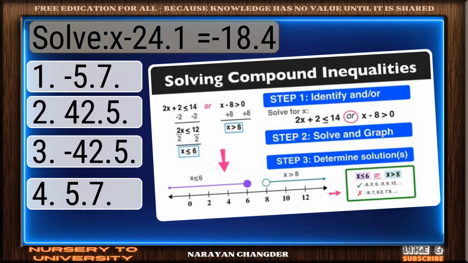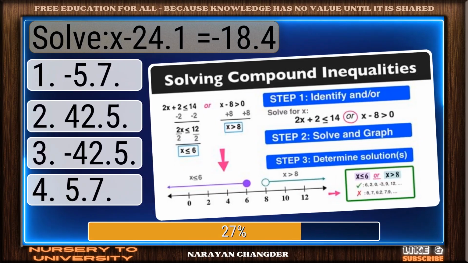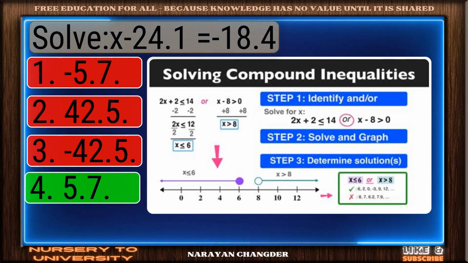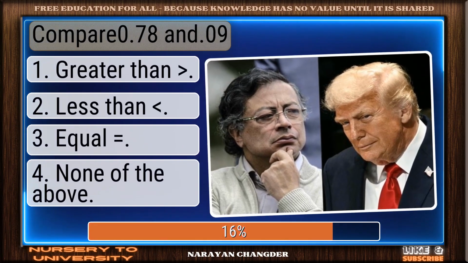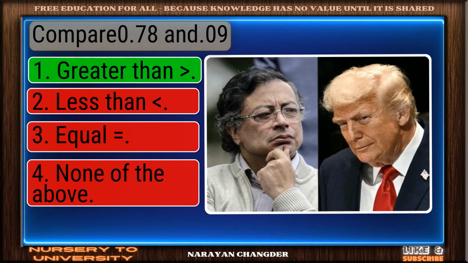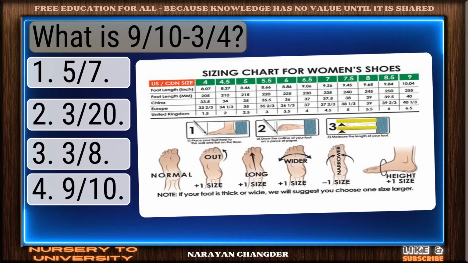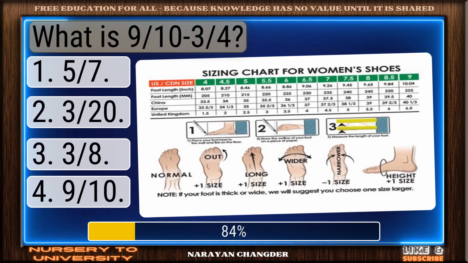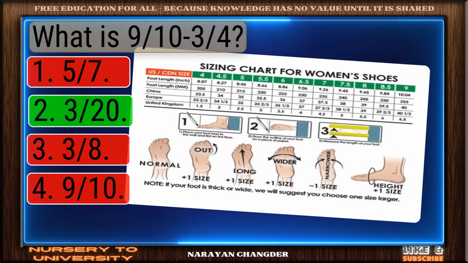Question number 97. Solve xx 24.1 equal to 18.4. You chose 5.7 and it is correct! Question number 98. Compare 0.78 and 0.09. Nice work. You chose greater than 2 and it is correct. Question number 99. What is 9/10? Right choice. 30/20 is the best answer.